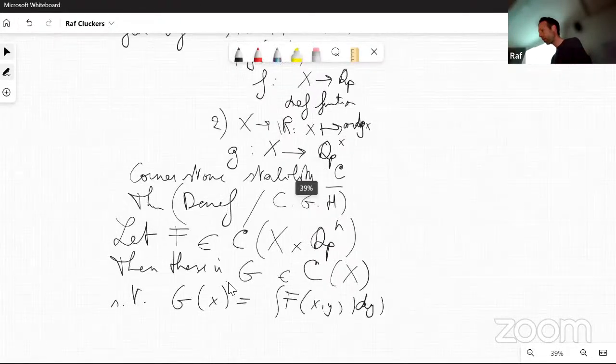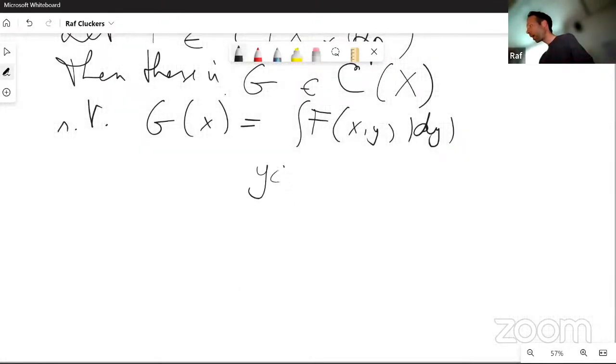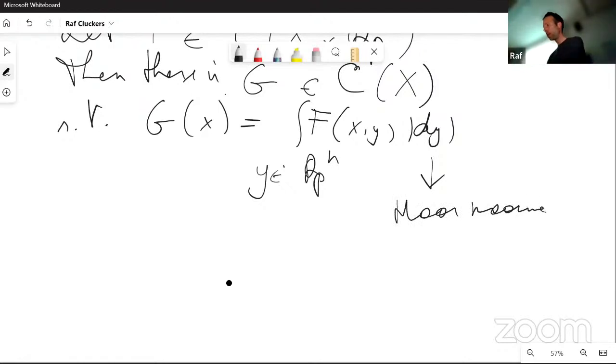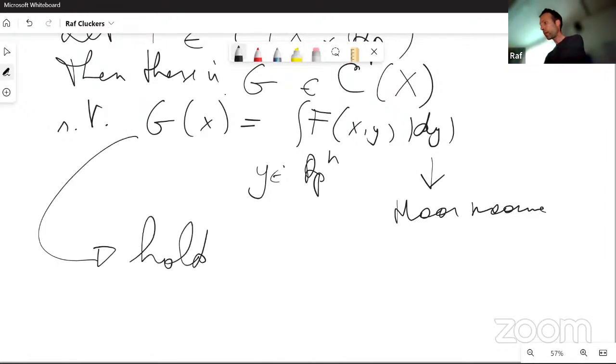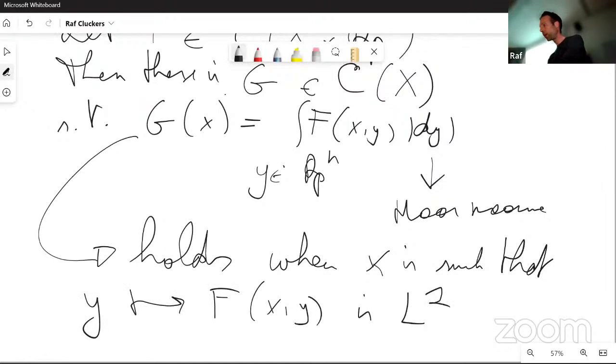This is then y running over Q_p to the n. We integrate with respect to the Haar measure, normalized as usual, so that Z_p to the n has measure 1. And this equality holds whenever the right-hand side makes sense. So that means for any x satisfying the condition that the function in y is integrable, L1, in the Lebesgue sense for the Haar measure.